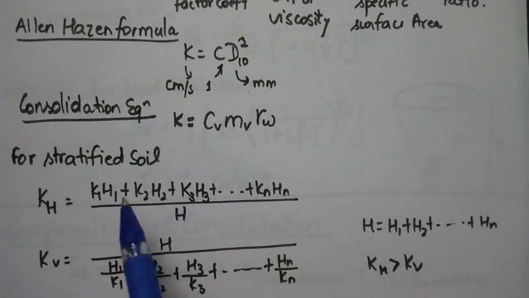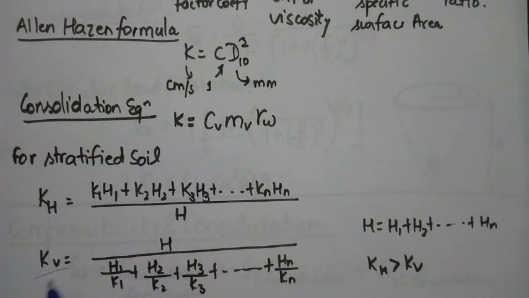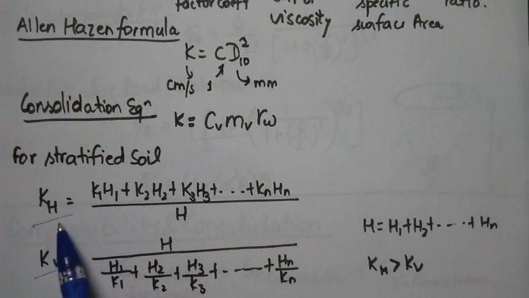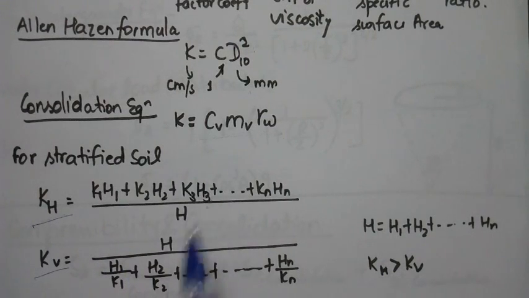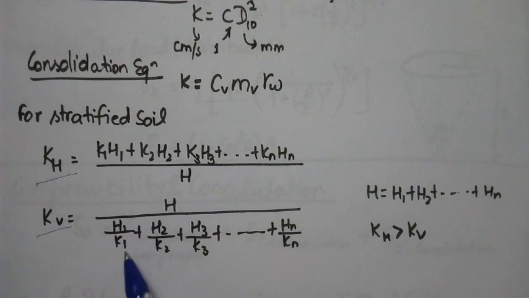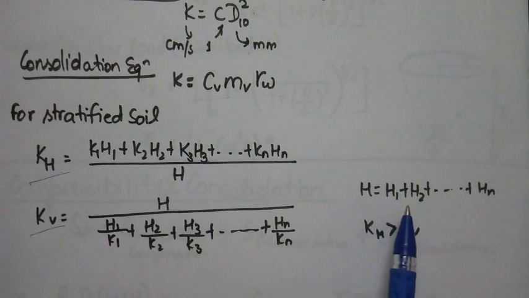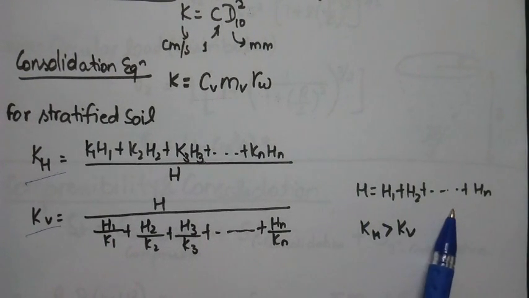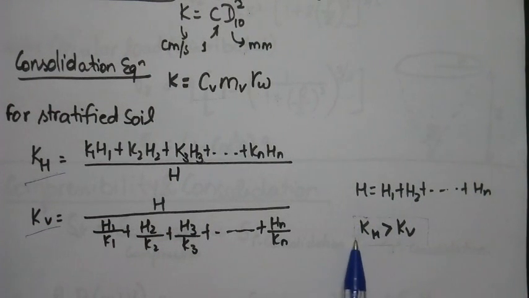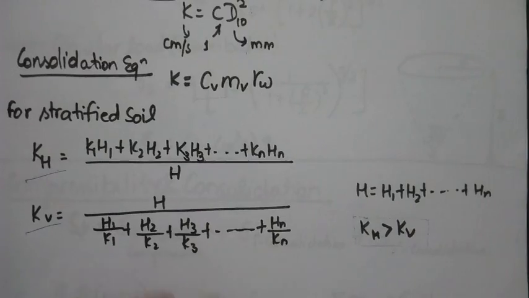Now for stratified soil, we have coefficient of permeability in horizontal direction and vertical direction given by these formulas. In horizontal direction we use arithmetic mean, and in vertical direction we use this type of mean, which is H upon h1 upon k1, h2 upon k2, h3 upon k3 up to hn upon kn. Here H is the sum of all the layers' thickness, and one thing which we have to keep in mind is that kh is always greater than kv.